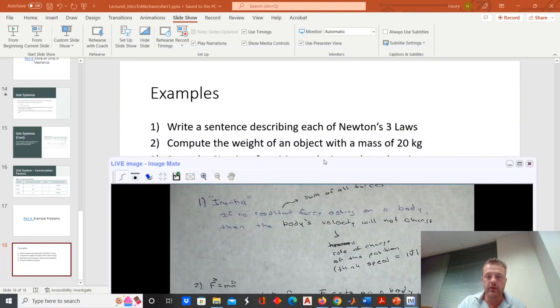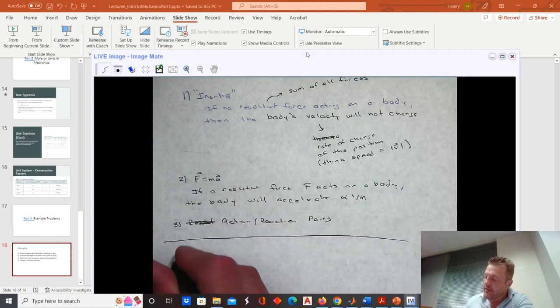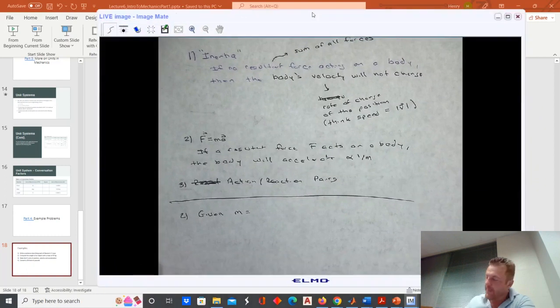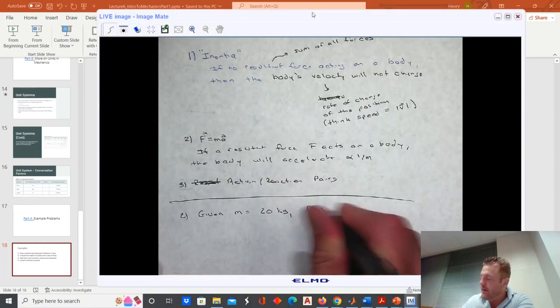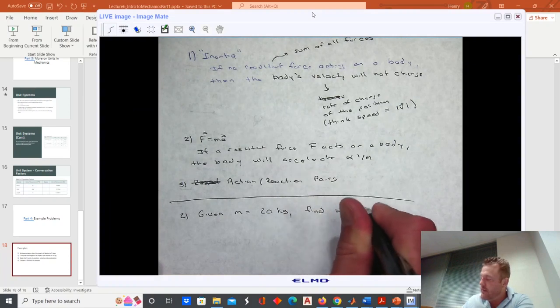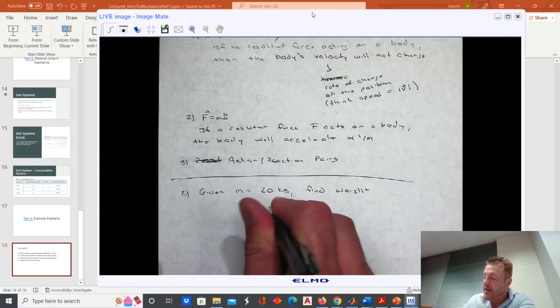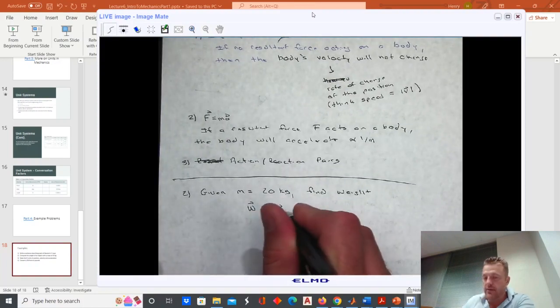So 2 here, compute the weight of an object with a mass of, so I'll write that down. So we're going to be given that the mass of an object is 20 kilograms. And remember that that's a scalar quantity. If we want to find its weight, which is a vector quantity, we can always compute the weight of an object, or approximate, I should say, by taking its mass and multiplying by the acceleration due to gravity.